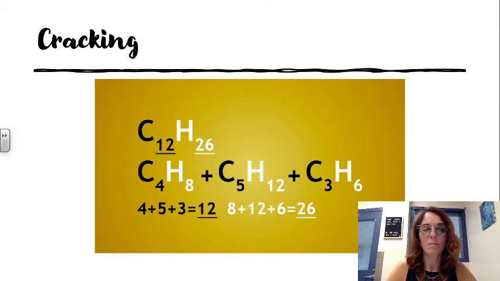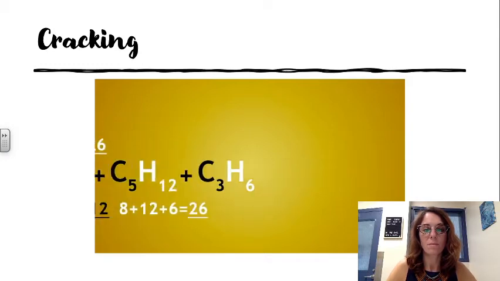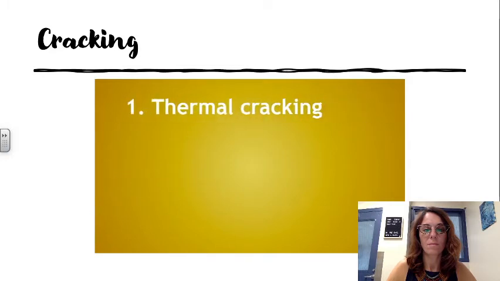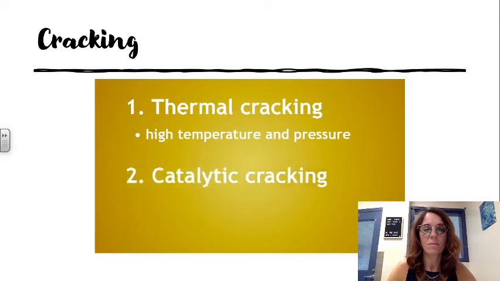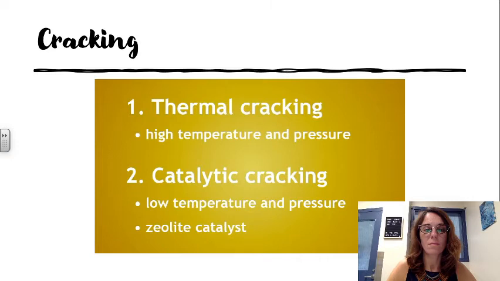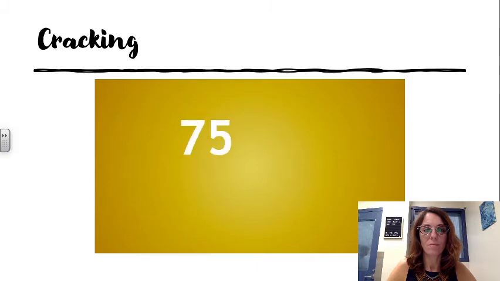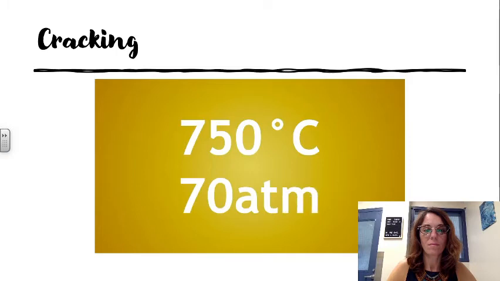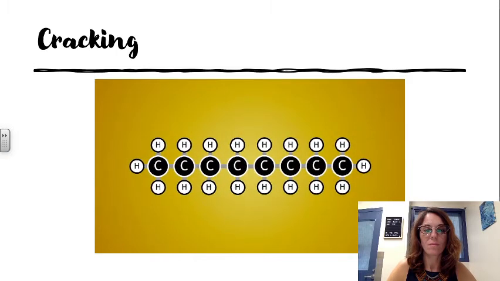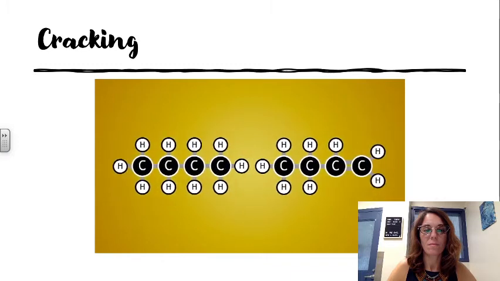The process of cracking is carried out in one of two ways, either by thermal cracking using high temperature and pressure, or by catalytic cracking at low temperatures and pressures but using a catalyst. In thermal cracking, the large hydrocarbons are heated to temperatures up to 750 degrees C and a high pressure of 70 atmospheres. This high temperature and pressure breaks the bonds between carbon atoms to make smaller molecules.